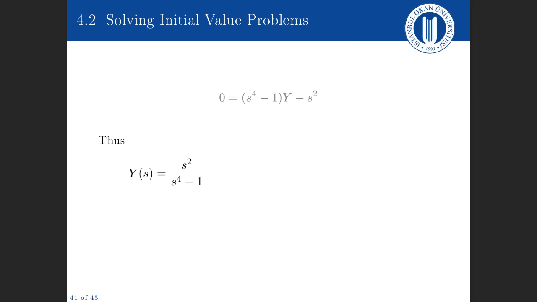We need to find the inverse Laplace transform of this function. So we need to use partial fractions. We can factorize the bottom as (s² − 1)(s² + 1), and then using partial fractions, I'm giving no details here, I'll leave this for you to check. That's the same as (1/2)/(s² − 1) + (1/2)/(s² + 1).